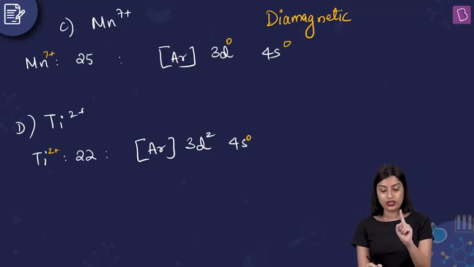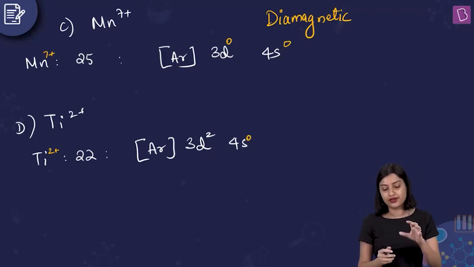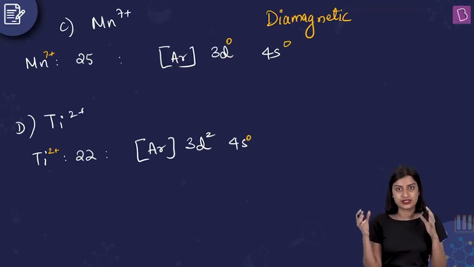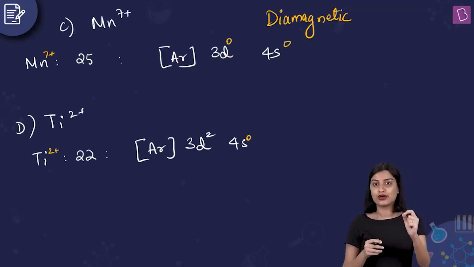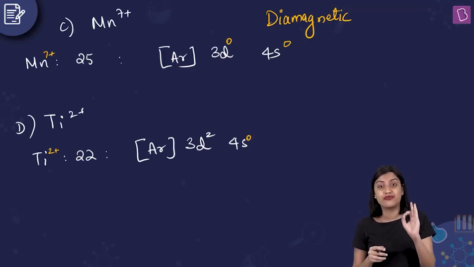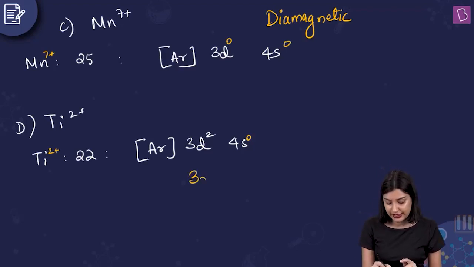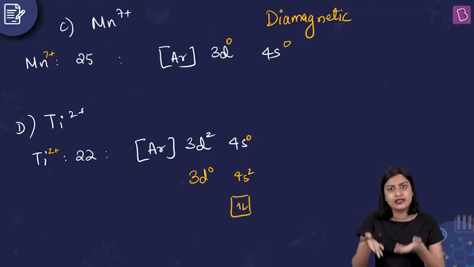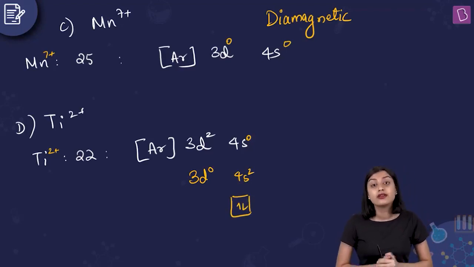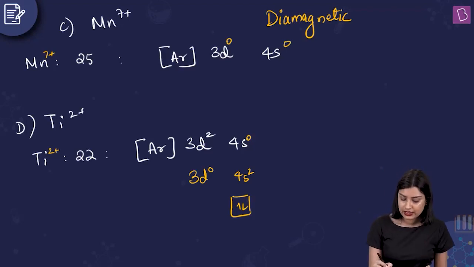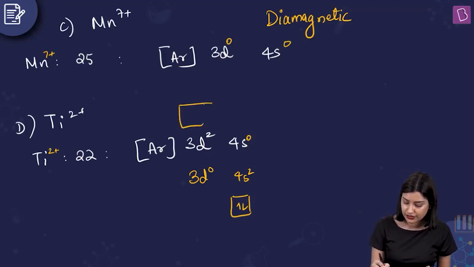Be very careful. You have to understand that whenever you are talking about your 3d transition series, whenever you have to kick out electrons, first you will remove them from the 4s orbital. After that you come to 3d, because if you made the mistake of writing 3d2 4s0 the wrong way, as 3d0 4s2, then you will see that your electrons are paired, and this will also become diamagnetic. Then this question would not have an answer. No, then your approach is incorrect. So don't do this. Here instead the electronic configuration is going to look like this.